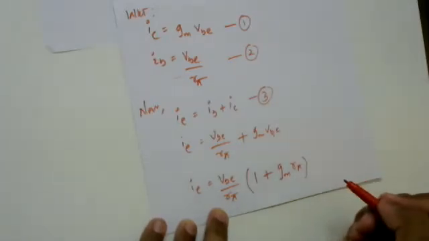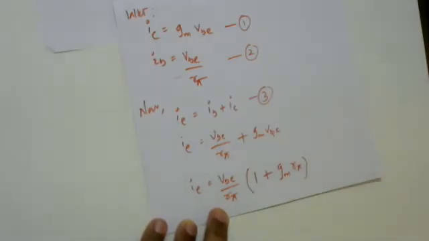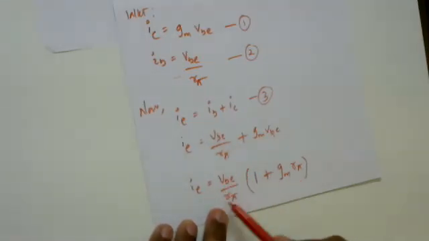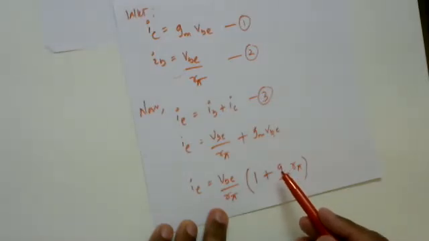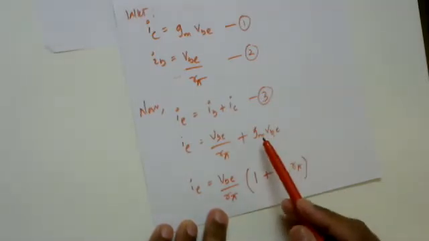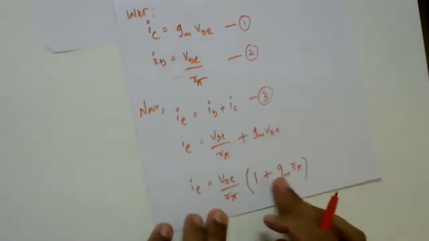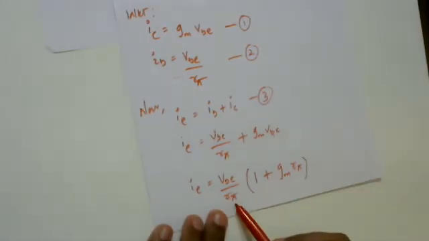I hope you remember the fundamentals of mathematics, right? So if I take this term inside, what happens? VBE by R pi, VBE by R pi, matching. If I take this term inside, what happens? VBE into GM, R pi get cancelled, giving out GM into VBE. Understanding? Is it clear to you? Okay.